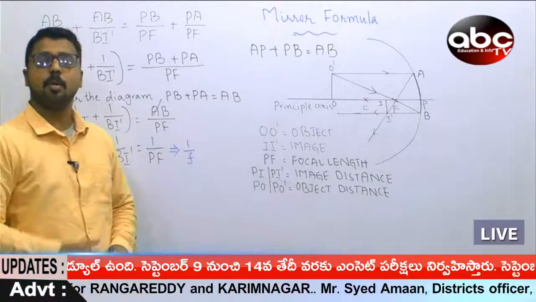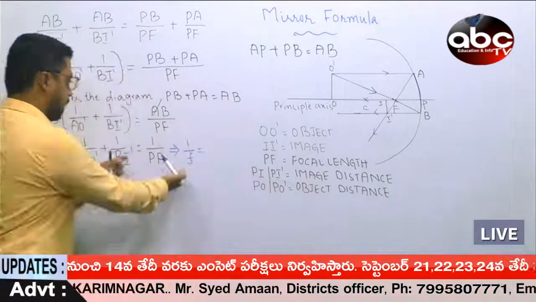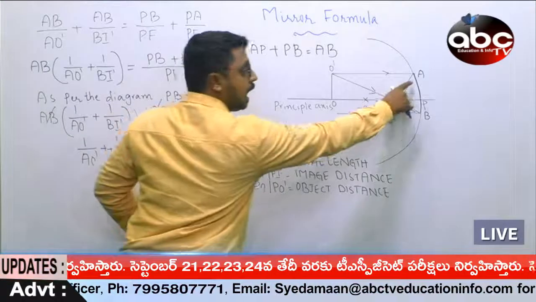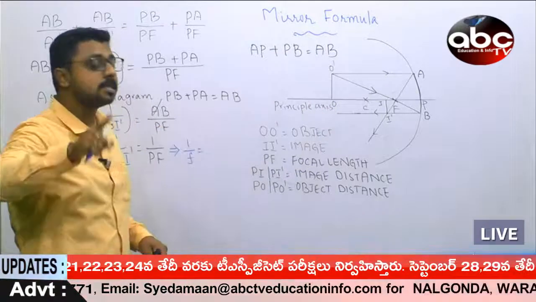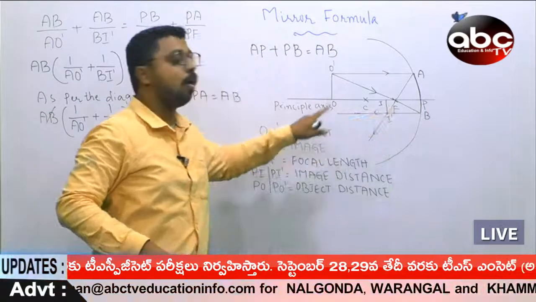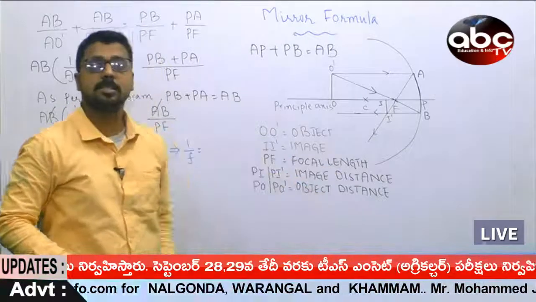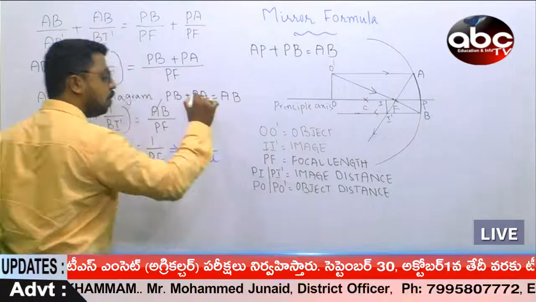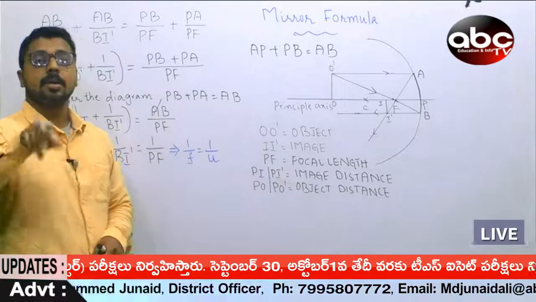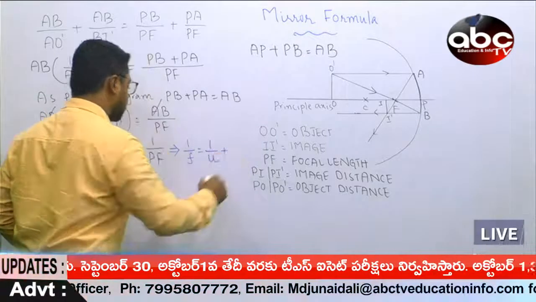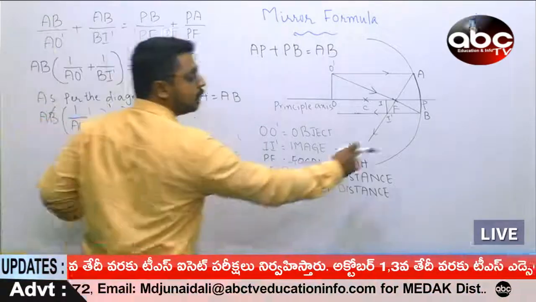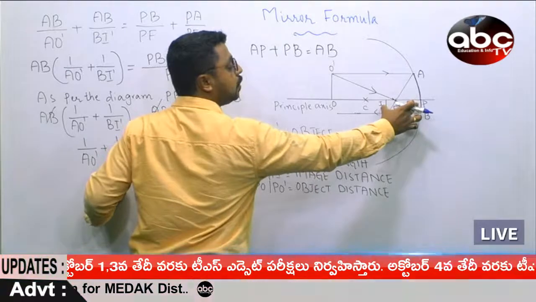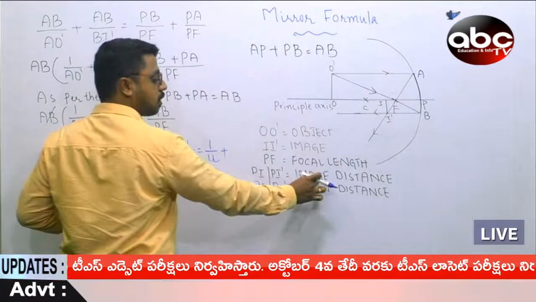I am substituting 1 by F is equal to, taking this into this side, 1 by AO dash. What is AO dash? AO dash is nothing but can be compared to PO, standing for the object distance, and of course we know that the object distance is indicated by U. Object distance is indicated by U, whereas the next one, plus 1 by BI dash, as per the diagram, B to I dash is nothing but the image distance, so this P to I, or P to I dash, is called the image distance.